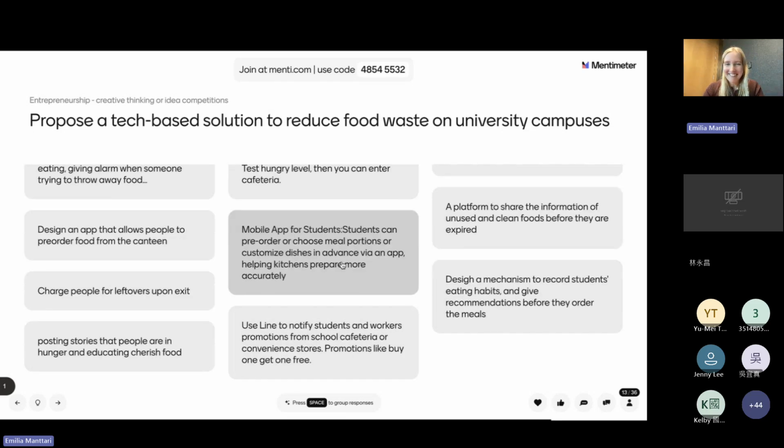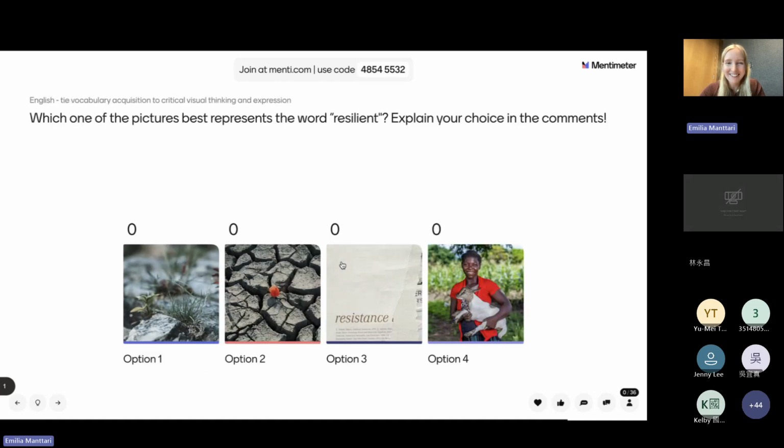We have one final example left. And here, this is again around English. Our question is, which of the big pictures best represents the word resilient in your opinion? Now you can pick one of these, and then, like I've added here, explain your choice in the comments.